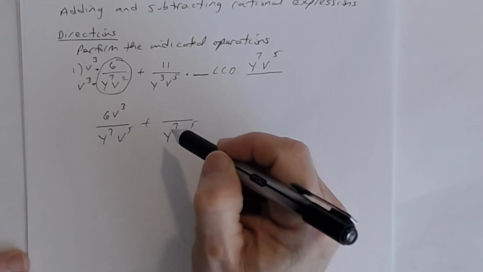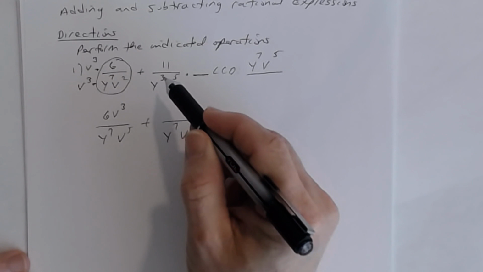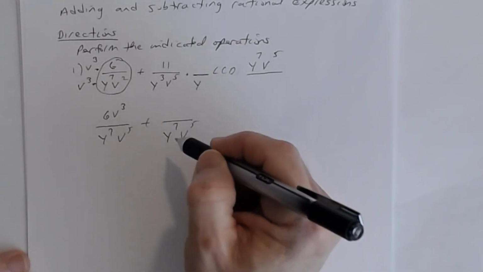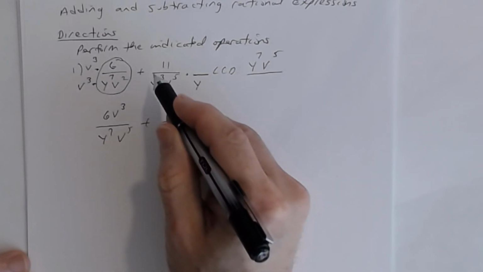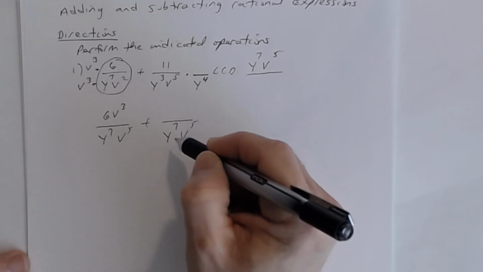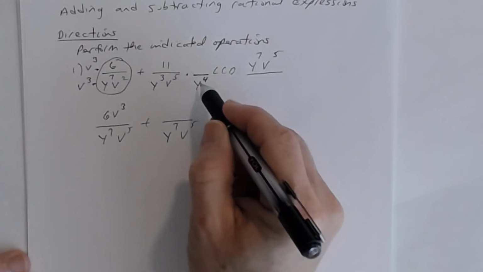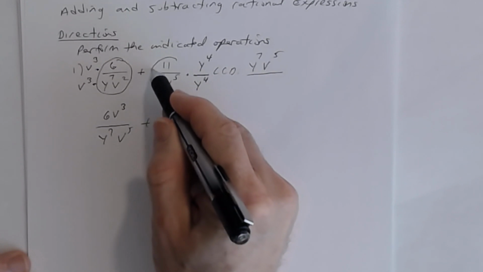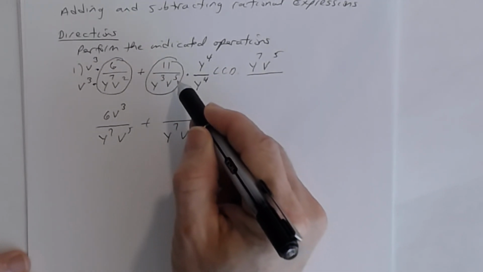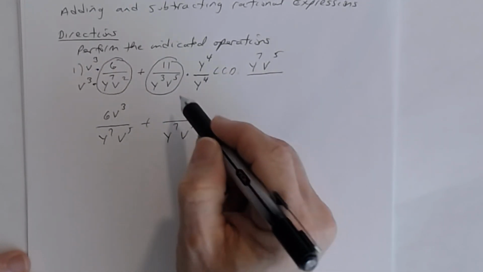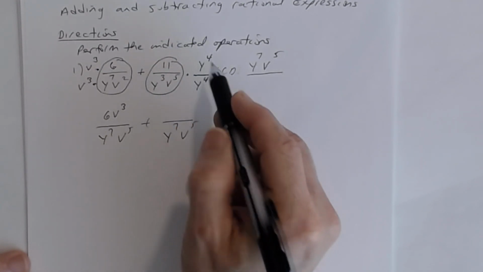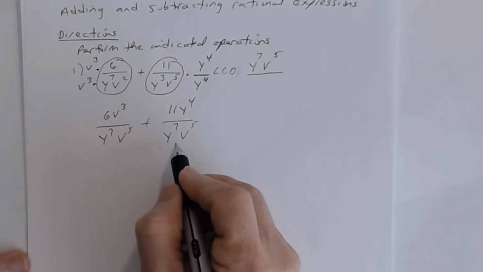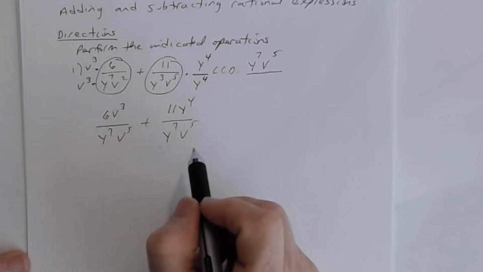So it's the y's that are different. I have y cubed here, so I've got to multiply the denominator by y to a power. They'll give me y to the 7th, so 3 plus 4 is 7. What I do to the denominator, I do to the numerator. And so now the rational expression that I started out with is equivalent to 11y to the 4th divided by y to the 7th, v to the 5th, which is my LCD.